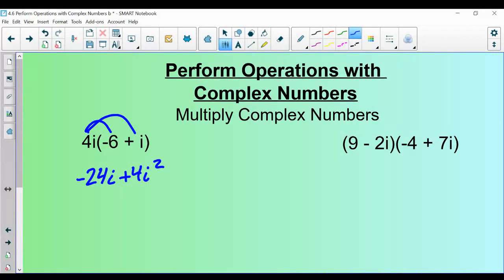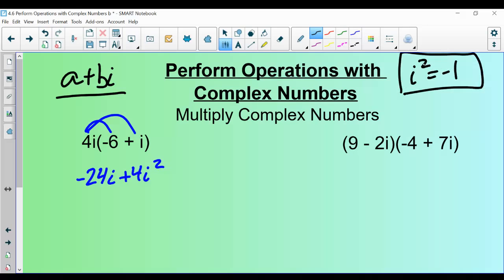Now this doesn't look like an imaginary number. Remember what I told you about imaginary numbers? They need to look like a plus bi. This one's got an i squared. If you recall, I told you guys that i squared is equal to negative 1. We shouldn't be ending with i squareds in our answer. We should be changing i squareds into negative 1.